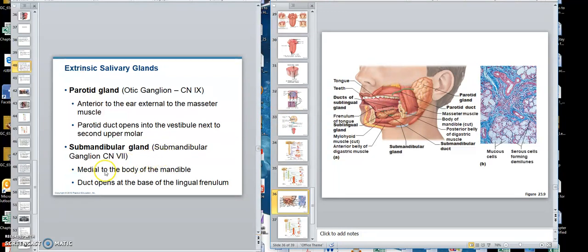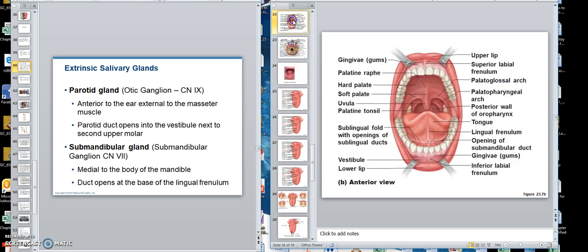Submandibular, 7, median. Duct opens at the frenulum. Let's go to that picture again. Let's be sure we're all on the same page. We won't rush. We'll make sure. Right there. There's that lingual frenulum. That lingual frenulum right there. Okay.